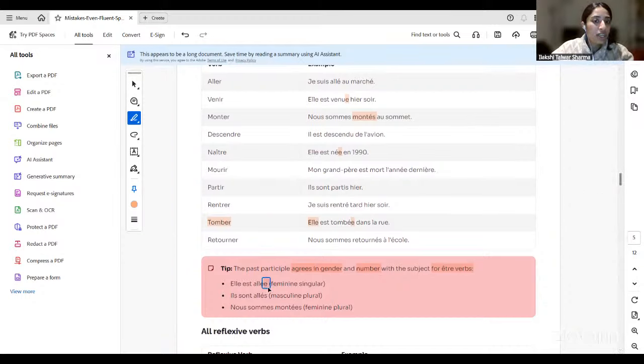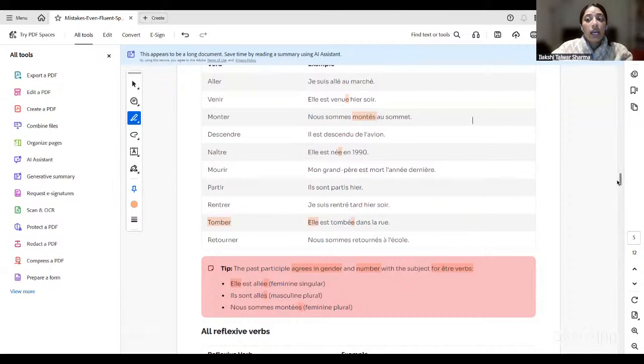So a recap of that would be elle est allée. I'm going to put an extra E. Why? Because elle is feminine, and aller as a verb comes with être. Ils sont allés. I'm just putting an extra S here because it's masculine, so I don't need an E, but I need an S because it's pluriel. Nous sommes montés. If it's feminine pluriel, I'll add the E and the S both.